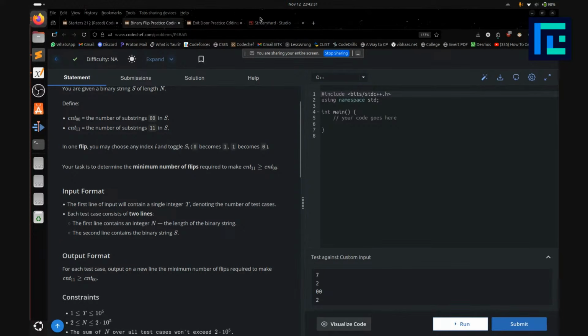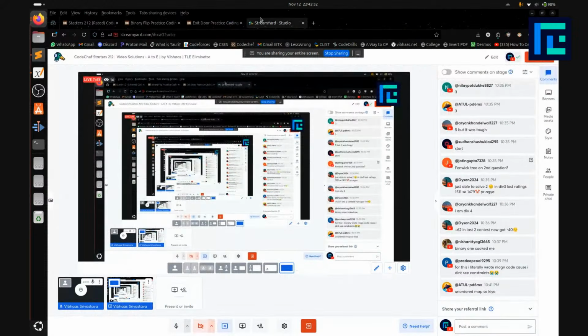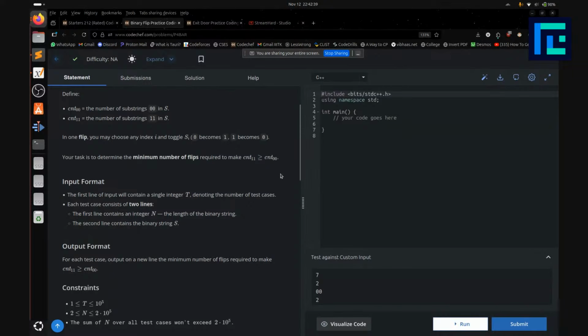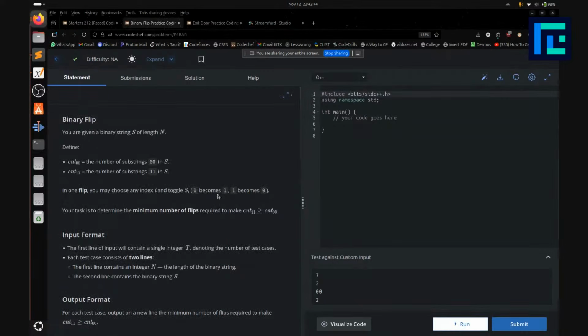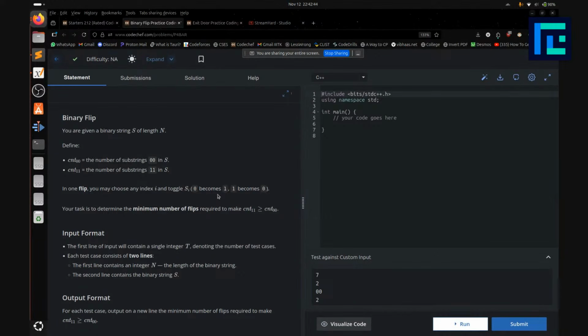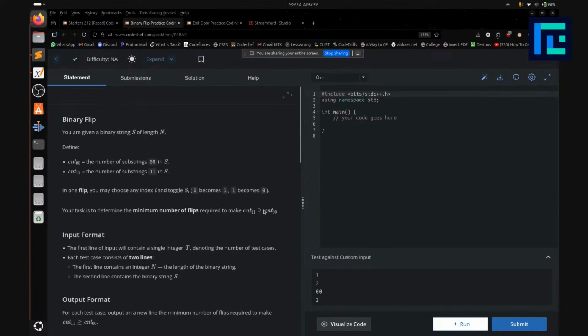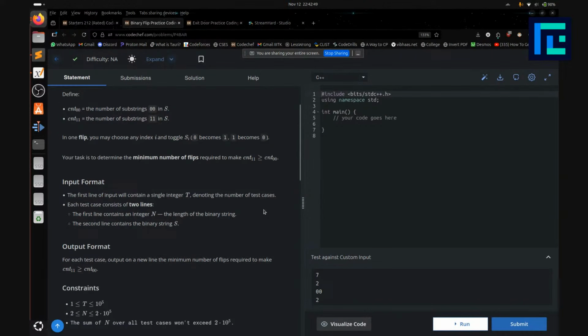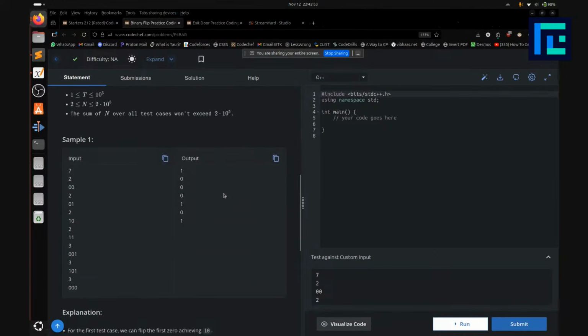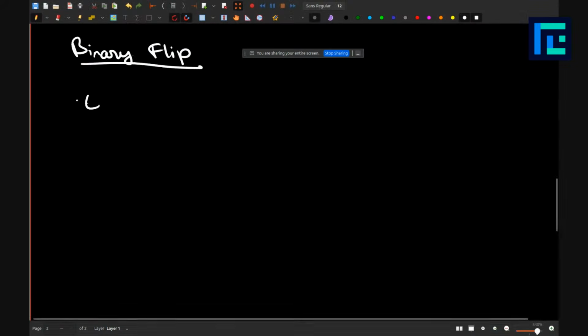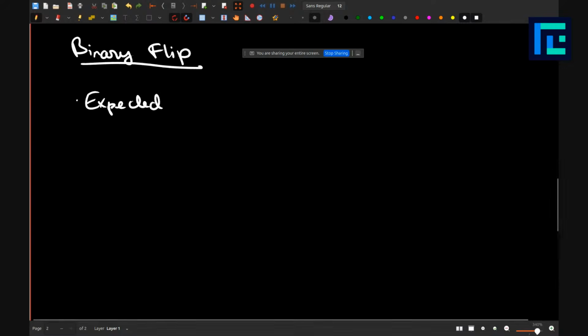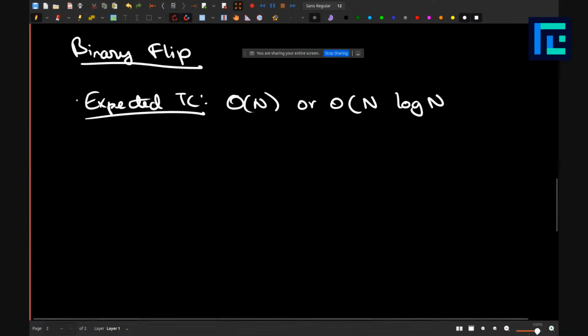Okay. So that's all we need to do. We need to determine how many flips are taken to make count 11 greater than count 00. So the number of substrings equal to 00 should be less than or equal to the number of substrings equal to 11. And basically we can do the toggle operation, right? Okay. And n goes up to 10^5. So the expected time complexity is big O of n, or big O of n log n.